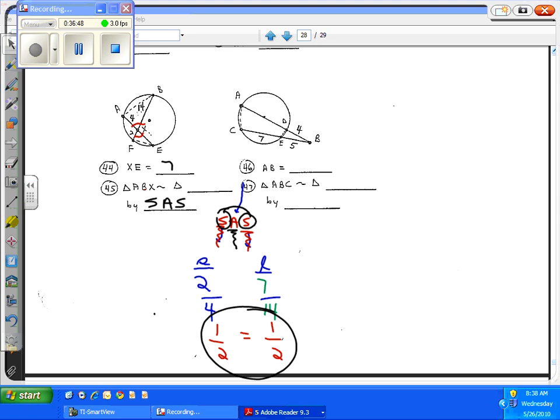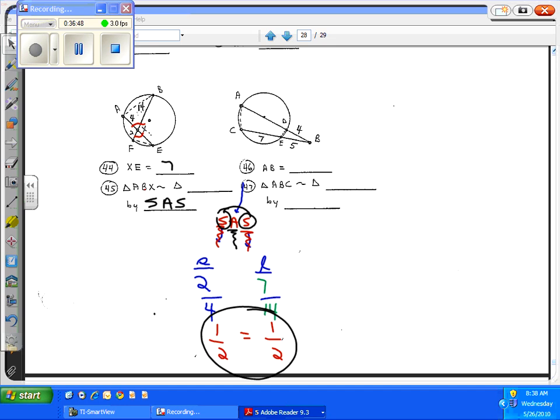For side, side, side, you would have to know that small over small equals medium over medium equals large over large. The sides are in proportion. We don't know all three sides, so we can't do that. To try side, angle, side, we need an angle of one equal to an angle of another, and we have that. That's those vertical angles that were equal. But then we need to prove that the sides that form those angles are proportional, which means small over small has to be equal to large over large.